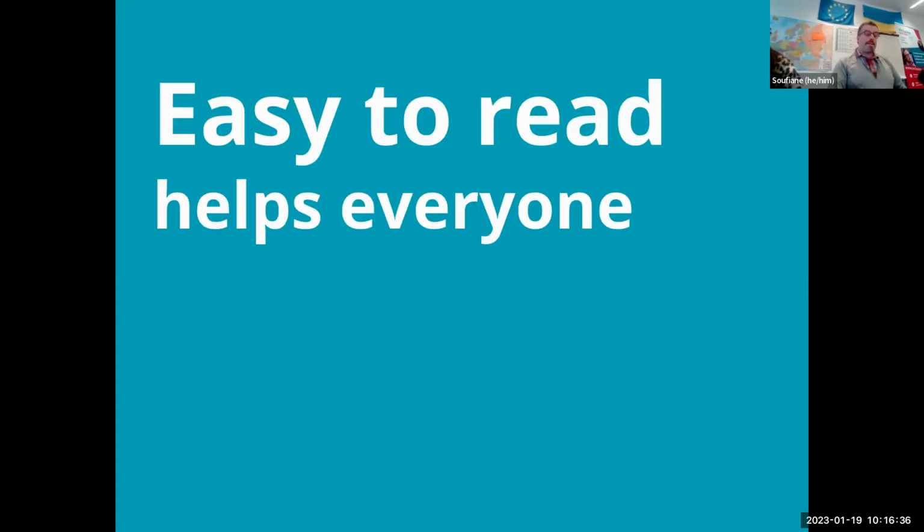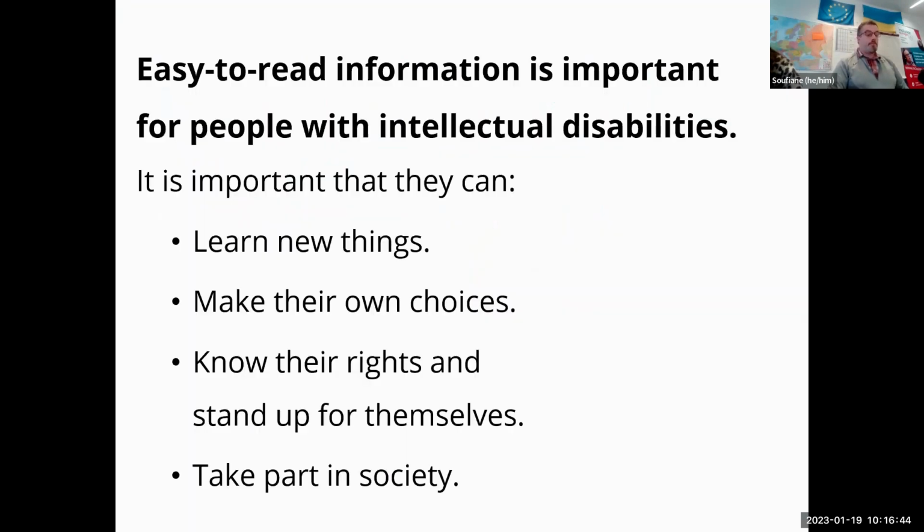Now we get to the easy to read training. First, I want to explain why it is so important. Easy to read information lets people with intellectual disabilities learn new things, make their own choices, know their rights, stand up for themselves. Also they can take part in society like everyone else.